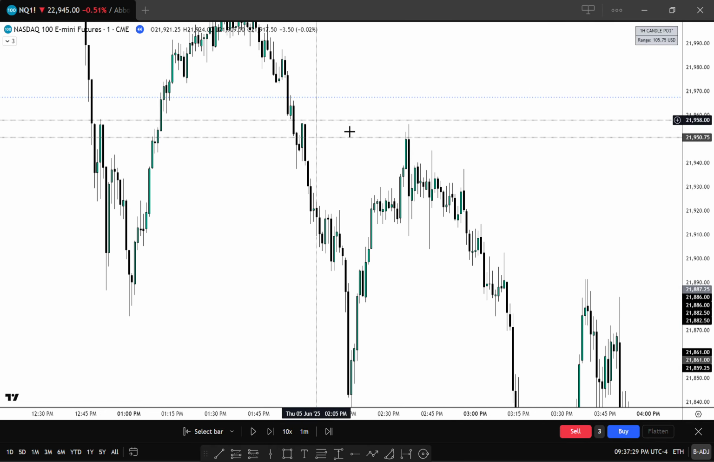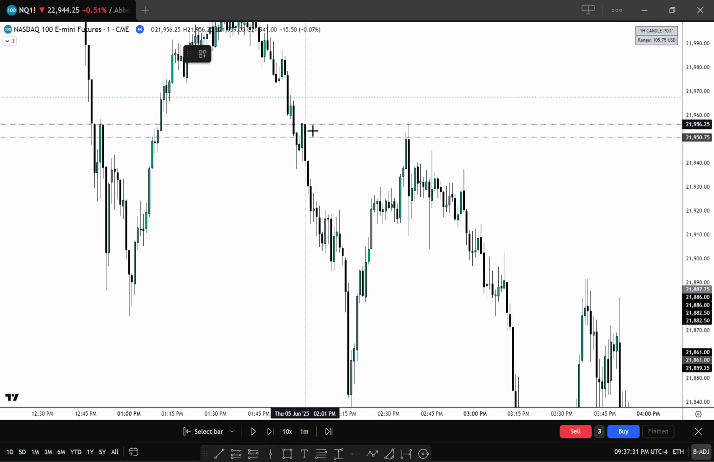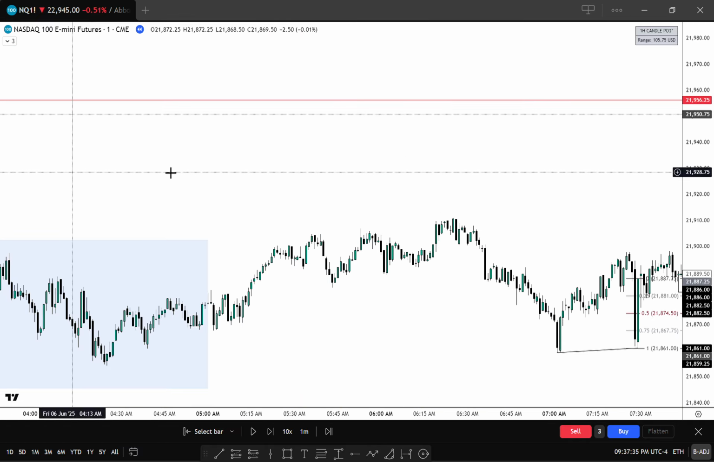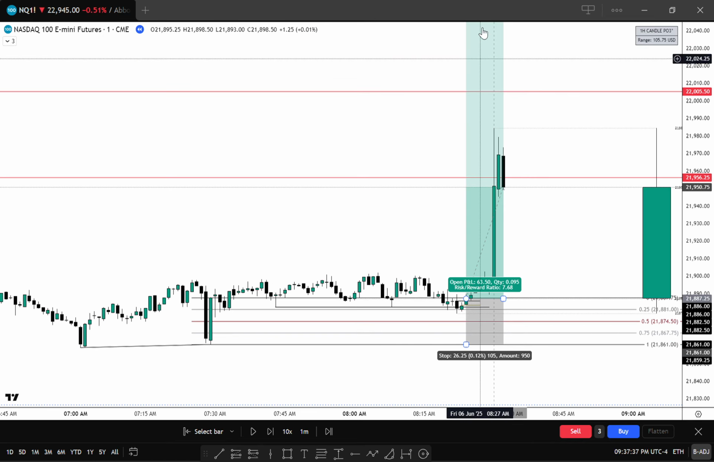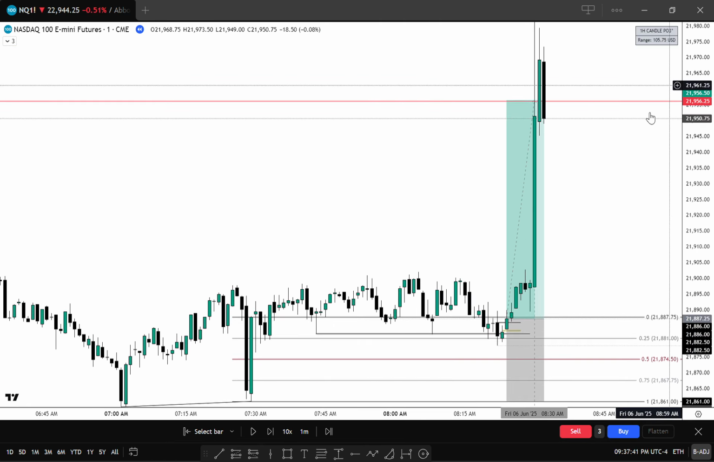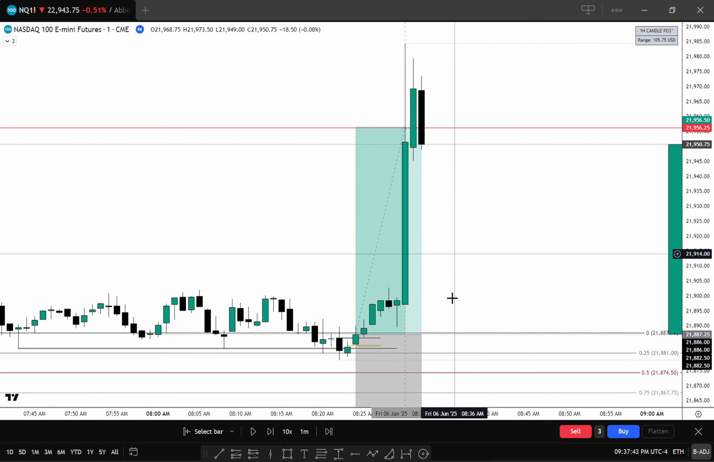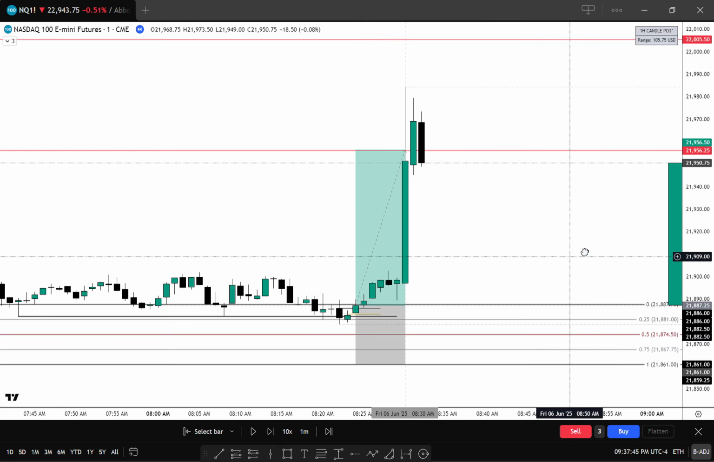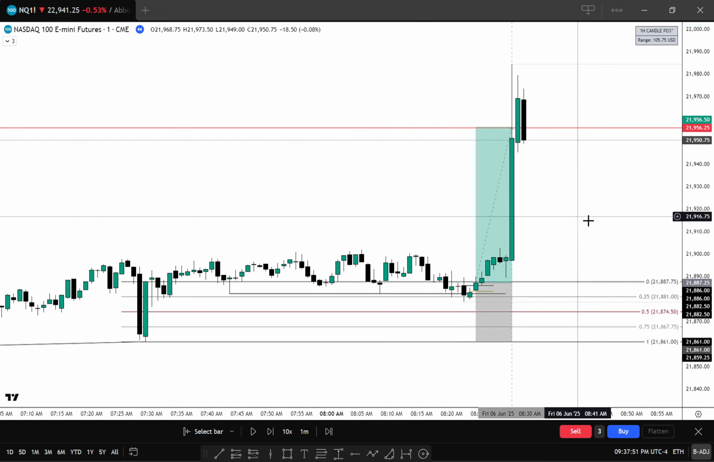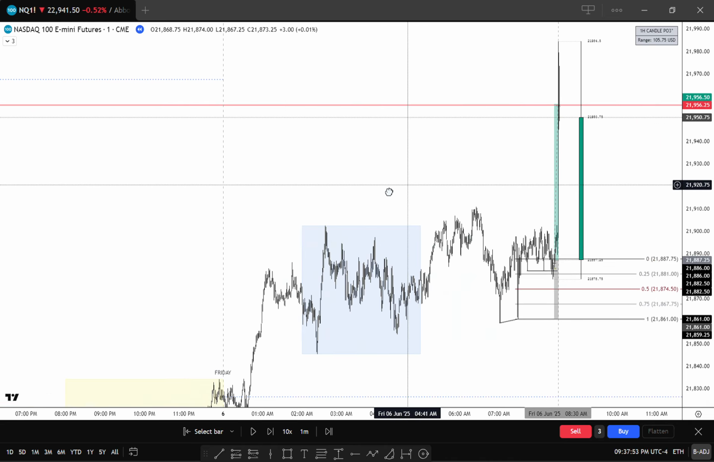Okay, so it just goes higher. So I guess my target wasn't that. Oh, it was this high. Yeah, it was these equal highs here. That was my target. Those highs are pretty equal. So that was my take profit right here. So that was my NFP trade.